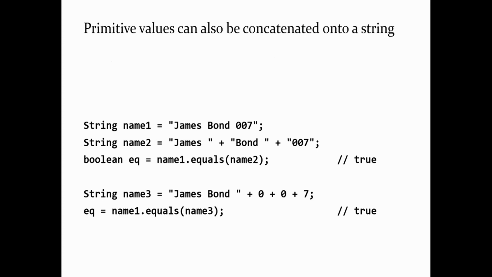You can concatenate anything onto the end of a string. If you have a string, you can add anything you want to the end of it, and any type in Java, which is super convenient. For example, here I can take the string James Bond and then concatenate the integer 0, the integer 0, and the integer 7. And that works just fine.